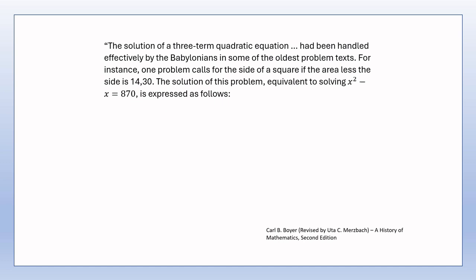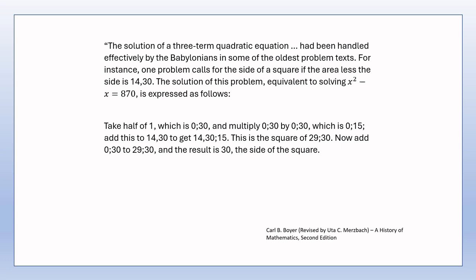For instance, one problem calls for the side of a square if the area less the side is 14,30. The solution of this problem, equivalent to solving x squared minus x equals 870, is expressed as follows. Take half of 1, which is 0,30, and multiply 0,30 by 0,30, which is 0,15. Add this to 14,30 to get 14,30,15, and this is the square of 29,30. Now add 0,30 to 29,30, and the result is 30, the side of the square.